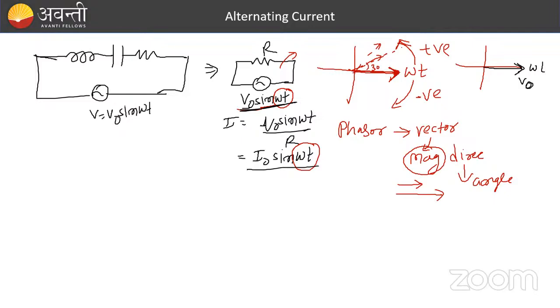करंट इज हाउ मच? I नॉट साइन ओमेगा टी. Current can be smaller than voltage if R is greater than 1, right? So current phasor को मैंने ऐसे बना दिया. This is current phasor diagram for RC, purely resistive circuit.